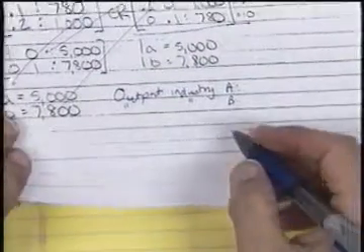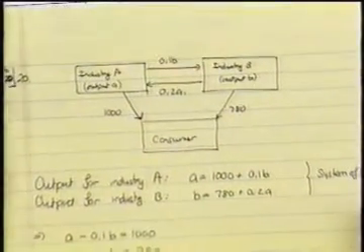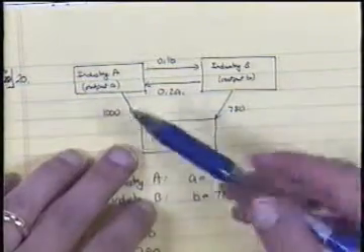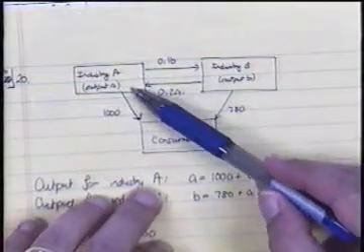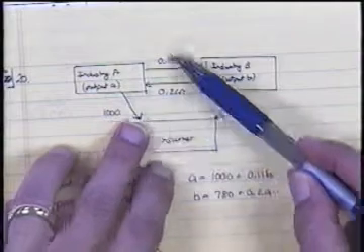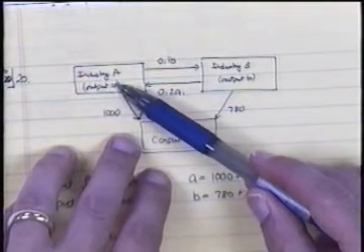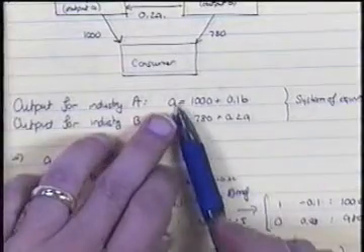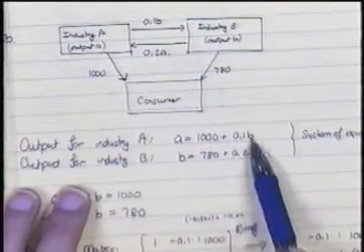That seems clearer. Okay, so the output for industry A, if you have a look here, let me just remind myself. The output from A is what's going out of this box, right? What's going out of this box is 1,000 and 0.1b. That means the output A is equal to this plus this. So your output from A, or little a, is equal to the arrows going out. So it's 1,000 plus 0.1b.